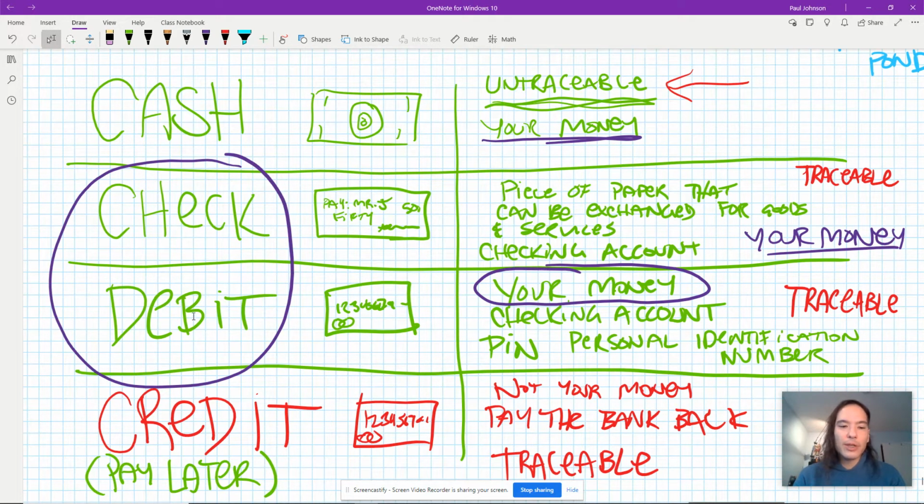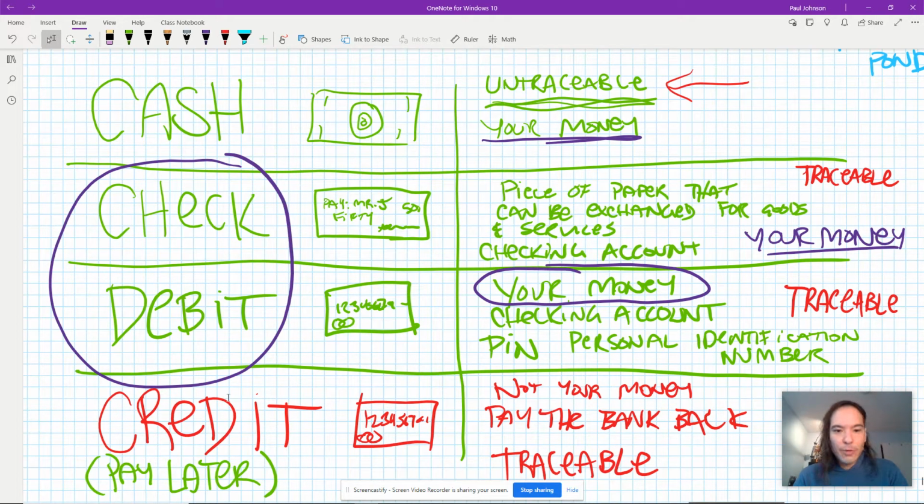A debit transaction is also your money. It still comes from your checking account, except for it's an electronic payment on a card. So you swipe that, you put in your PIN, which is your personal identification number, and that allows you to spend money out of your checking account without writing a document like a check. All right. Debit card, once again, it's your money. It comes from your checking account, and you access it with your PIN.